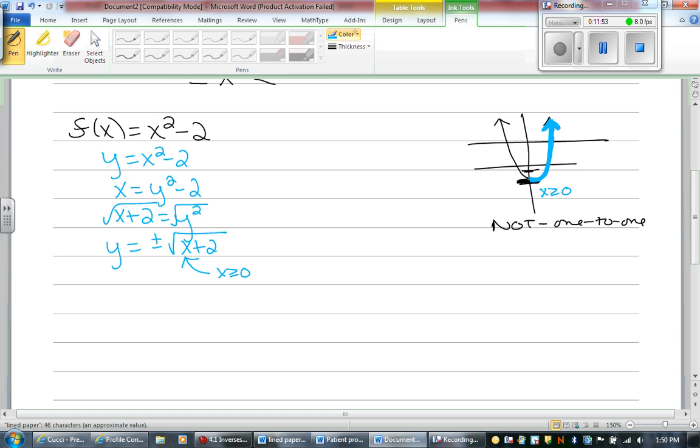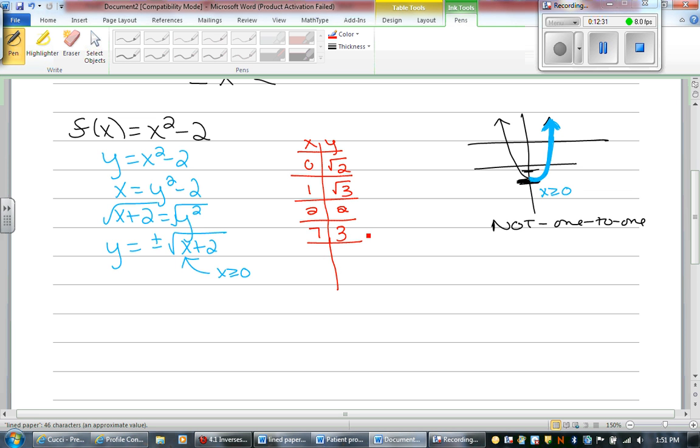So what I can do is build a table. I want to start with my 0, of course. If I plug in 0, I get the square root of 2. If I plug in 1, I get the square root of 3. If I plug in 2, I get 2. Let's pick a value that works nicely. We want another perfect square. 7, I get 3. So this would allow for a function that would give me a nice inverse.